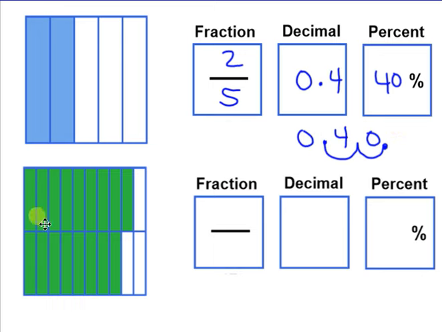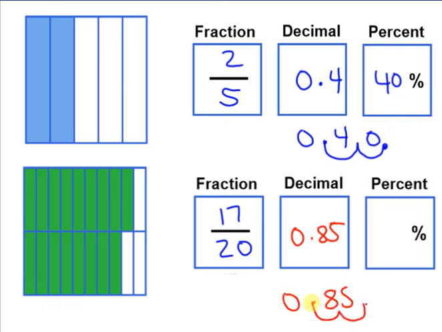Okay? Here, what fraction is colored in? 17/20. What is 17/20 as a decimal? That's going to be 0.85. 0.85, how do I make that a percent? Move the decimal over twice. 85%.